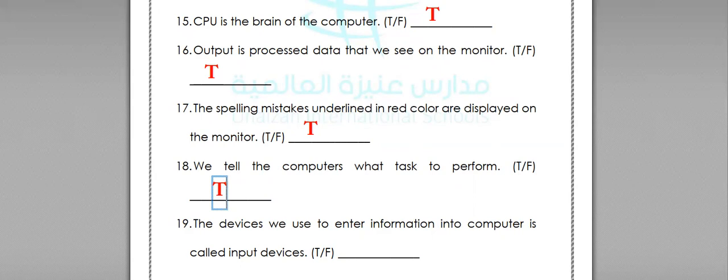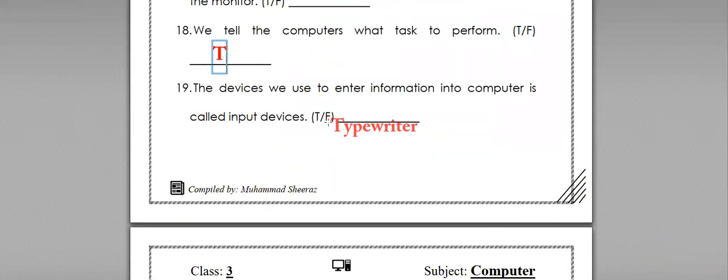Just like a car. A car runs very fast, but it will only run when we give it power or instruction, the acceleration to the car. Now, point number 19. The devices we use to enter information into the computer are called input devices. Yes, it's true.